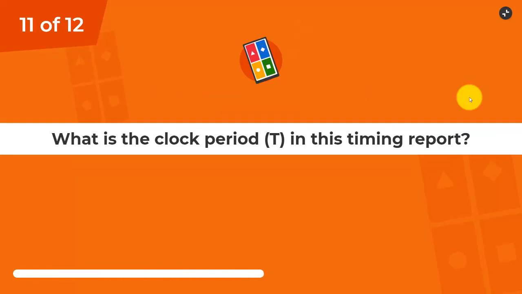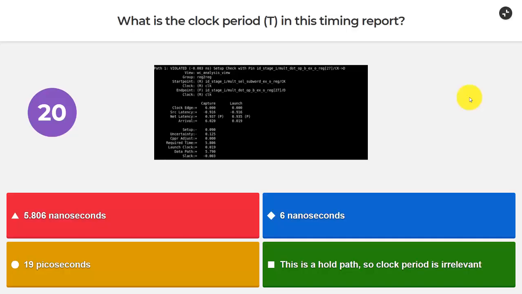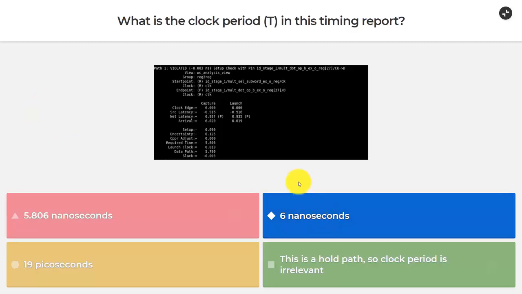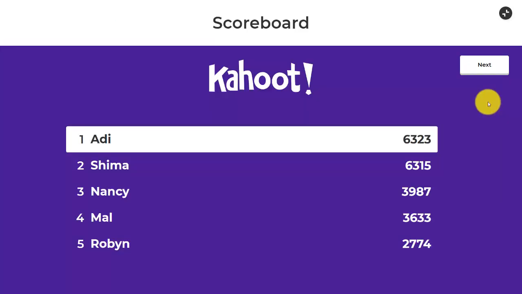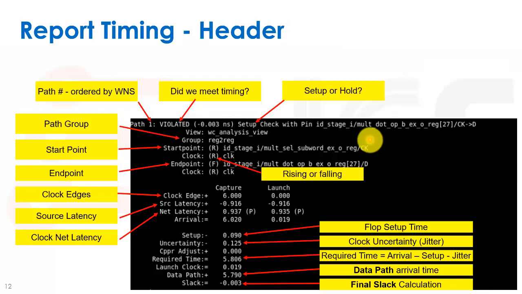Okay, and number 11, what is the clock period in this timing report? So here's a timing report taken from a Cadence tool. Might be a little bit hard to see, but there are all kinds of options here. And we'll look through this timing report, and I will show you that it is actually, in this case, going to be 6 nanoseconds. And let's look at this. Okay, it's not letting me actually show the result here, but I think I have it in this kind of a view. Okay, so timing reports are a complex thing, but they're really important.